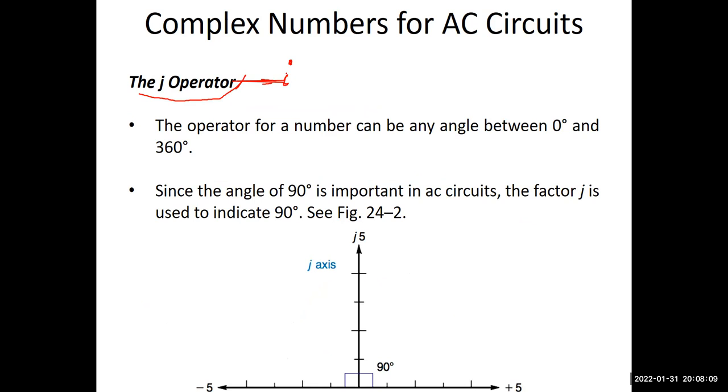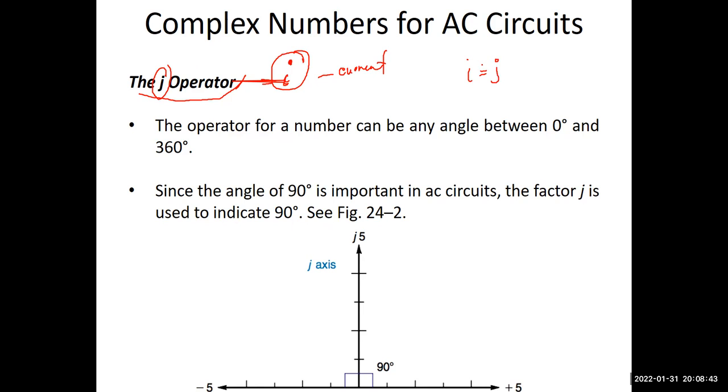So kaya lang natin hindi ginagamit yung I sa analysis of AC circuits kasi baka mapagkamalan daw yung I ay current. Okay? Kaya imbis na small I yung ginagamit natin, in the analysis of AC circuits, ang ginagamit natin ay J. Okay? So yung I equal also to J.